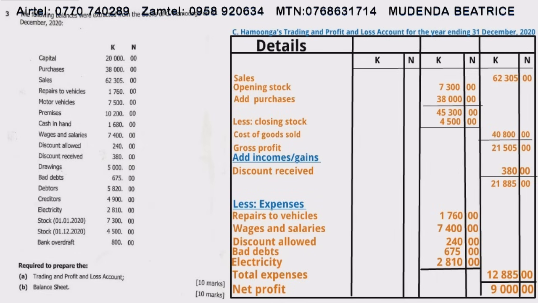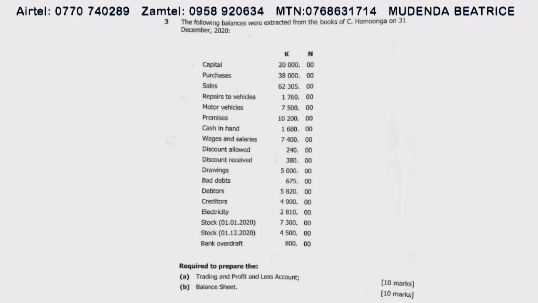Otherwise, this is how you draw up the trading and profit and loss account. Question 3B was as follows: required to prepare the balance sheet. I'm not going to go through the transactions that were recorded for Mr. C. Hamonga, because I went through these when I was answering question 3A. You can pause the video and look at the transactions, but I'll be showing you exactly where I'll be getting the items as I enter them in the balance sheet.